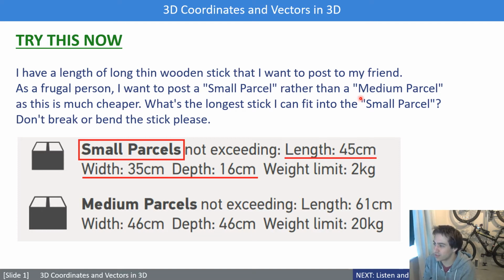I can fit a longer stick than 45. Can you come up with the answer? What do you think? There's an exact number, and it is the correct answer. What is the longest stick that I can fit inside that small parcel? Have a think about it. You can pause.